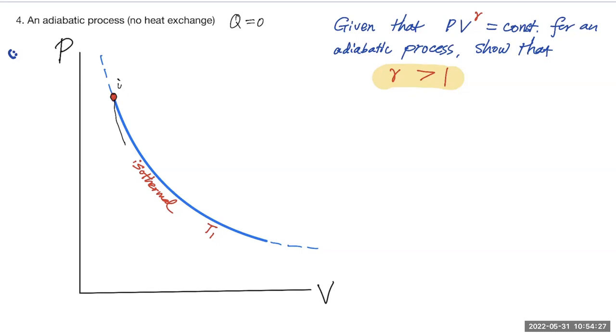But let's assume that's not the case. Let's assume gamma is less than 1. Okay, so the effect of volume expansion is less than the case for isothermal, which means I would expect a curve like this, right? It will be above the isothermal line. Now, I want to show that this is just not possible because it violates the first law of thermodynamics. Therefore, gamma has to be greater than 1. Okay, let's see how we show that.